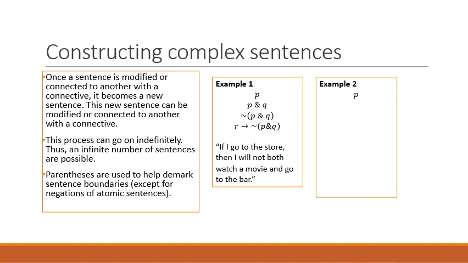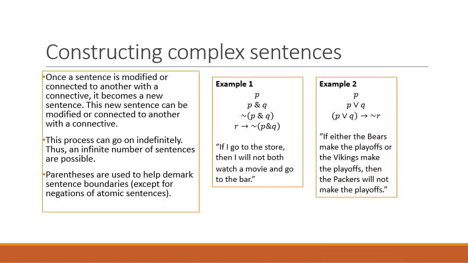All right, here's another example. Again, just starting simple with a P. We'll add Q to it. In this case, we'll use or instead of and. So it's a disjunction, P or Q. And we'll take that and add a negated sentence with a conditional. So we'll say, excuse me, if P or Q, then not R. And so that's a sentence.